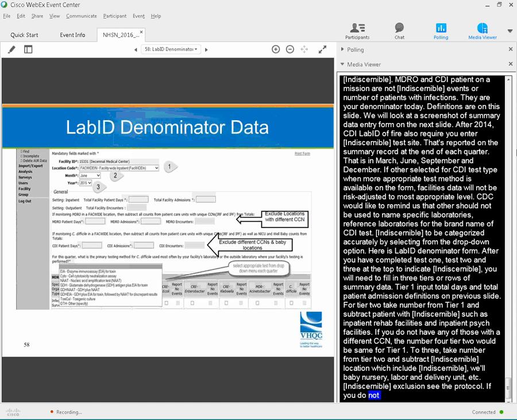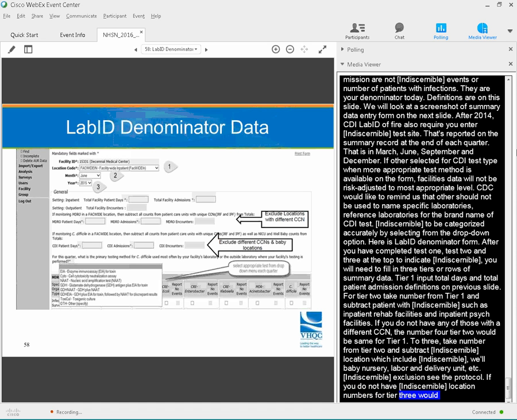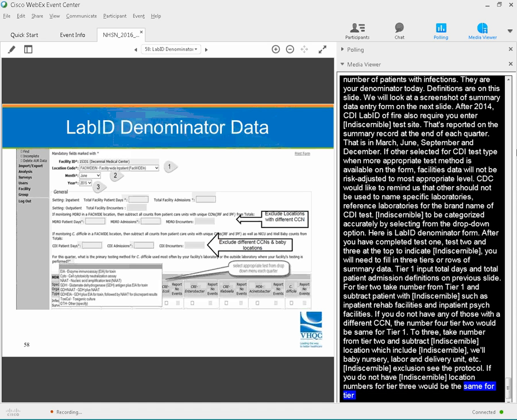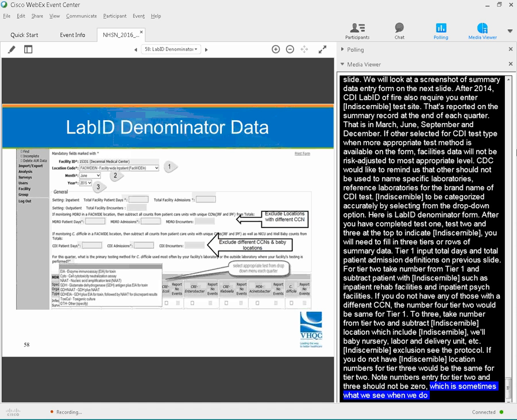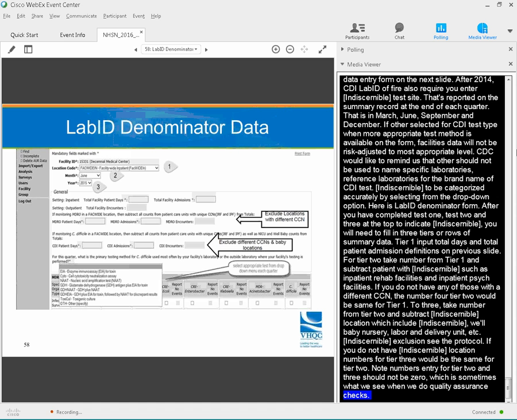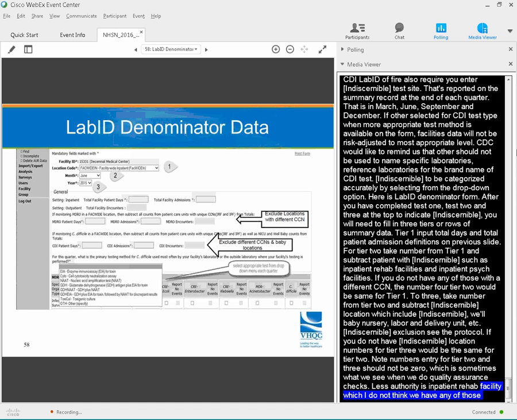Note that the numbers you enter for Tiers 2 and 3 shouldn't be 0, which is sometimes what we see when we do quality assurance checks, unless your whole facility is an inpatient rehab facility, which I don't think we have any of those on the line. NHSN doesn't give you an error for that, but you shouldn't have a 0 in Tier 2 or Tier 3.